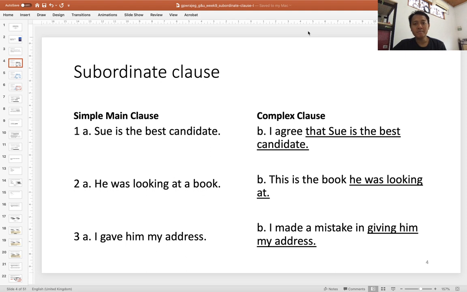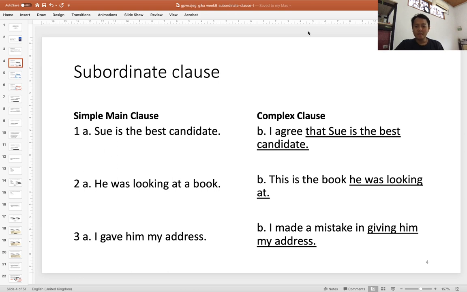Well, a simple main clause consists of just a complete sentence of subject, predicate and object, such as number one, Sue is the best candidate. That's a main clause. But Sue is the best candidate is embedded, or occurs as a subordinate clause, in 1b: I agree that Sue is the best candidate. That's a complex clause with Sue is the best candidate as the subordinate clause.